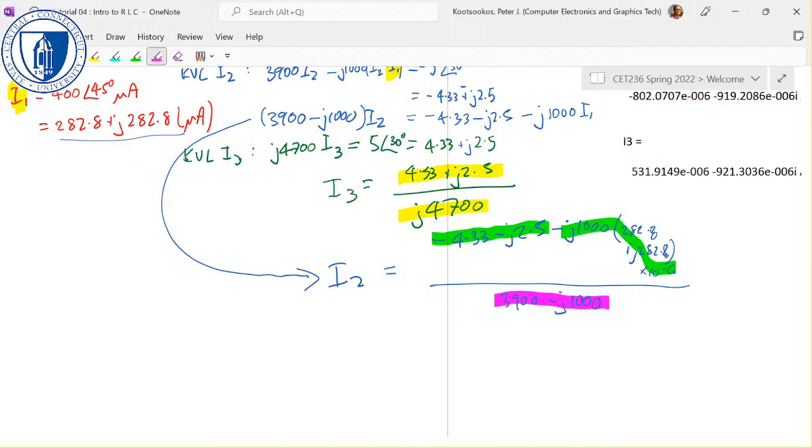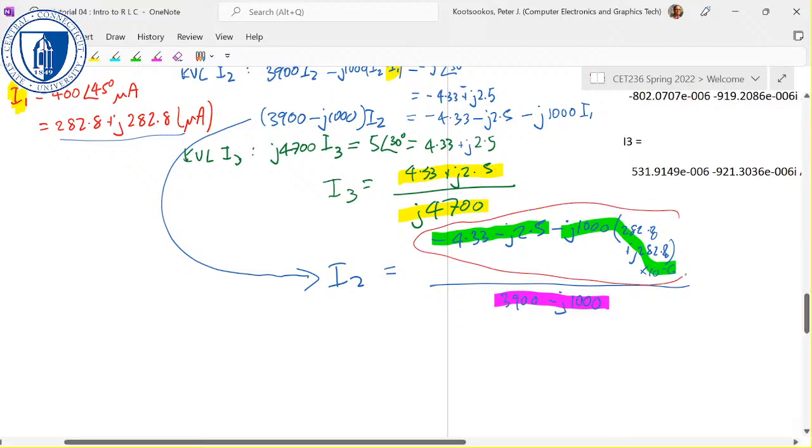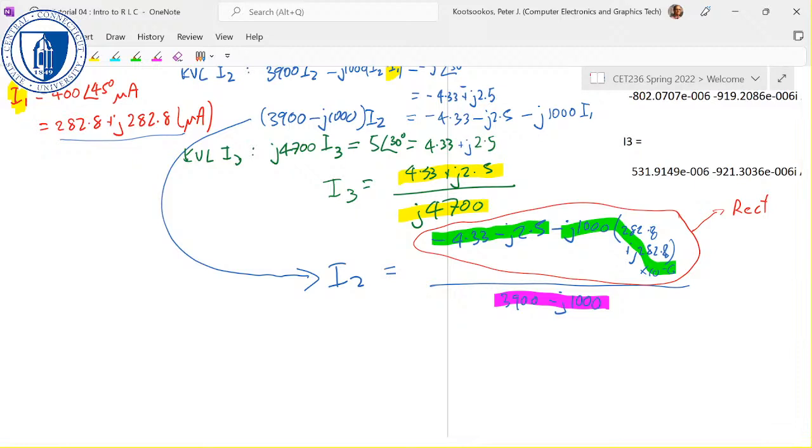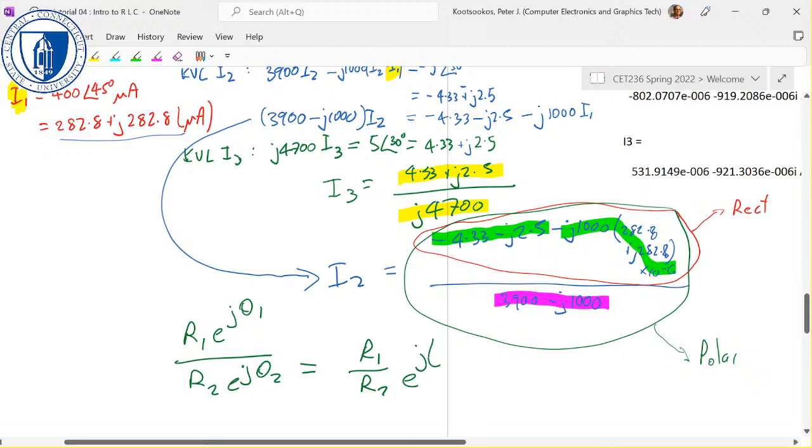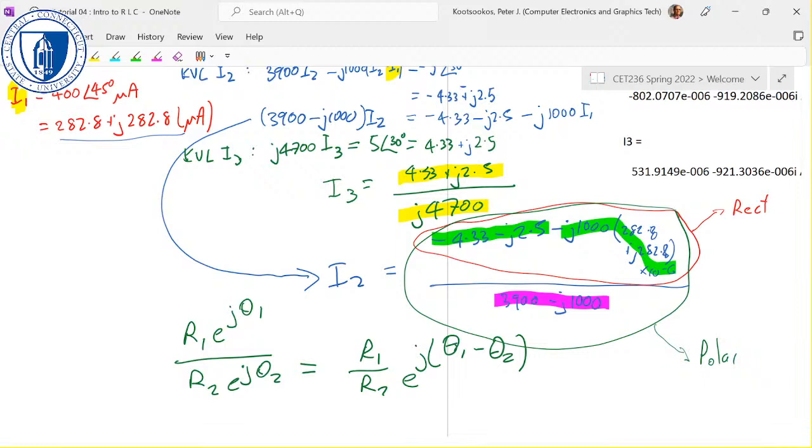So calculating this part here, let's go with red, calculating the numerator, it's probably best off being in rectangular coordinates, but calculating the division, it's probably best off being in polar coordinates, right? Because if you've got R1 e to the j theta 1 divided by R2 e to the j theta 2, then that's just equal to R1 on R2 e to the j theta 1 minus theta 2, right? The polar form is much easier to deal with when you're dividing, whereas when you're adding the rectangular form, you just add the real part to the real part, add the imaginary part to the imaginary part.